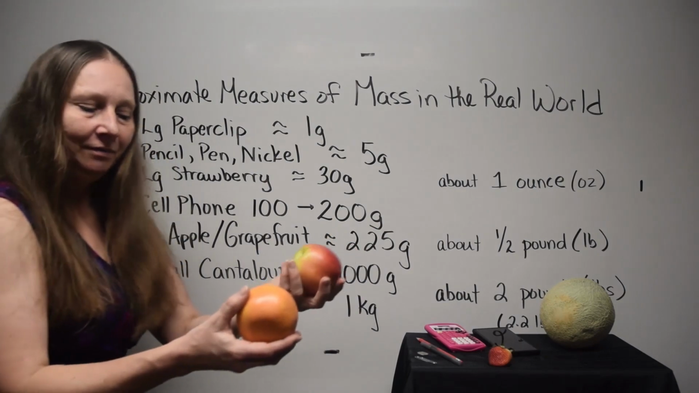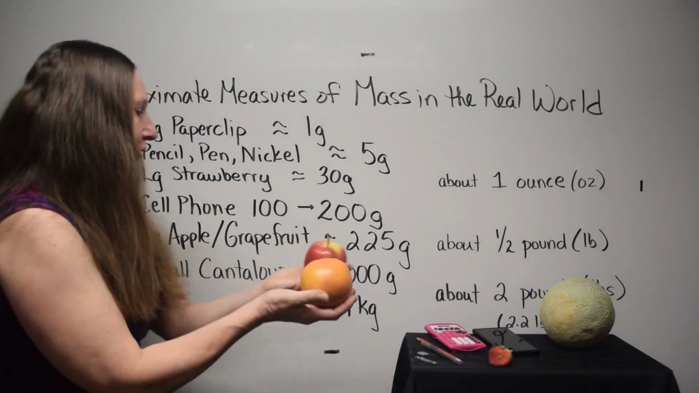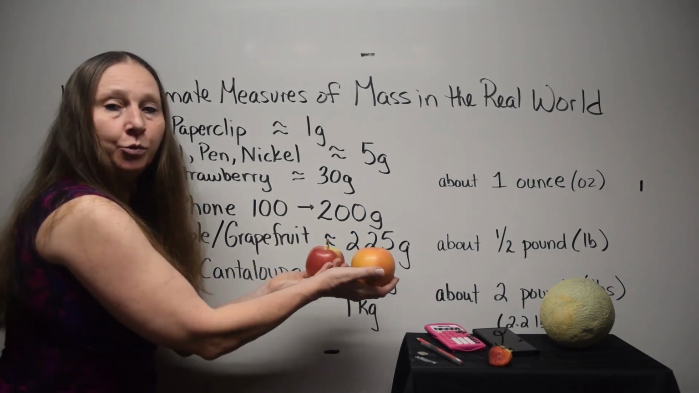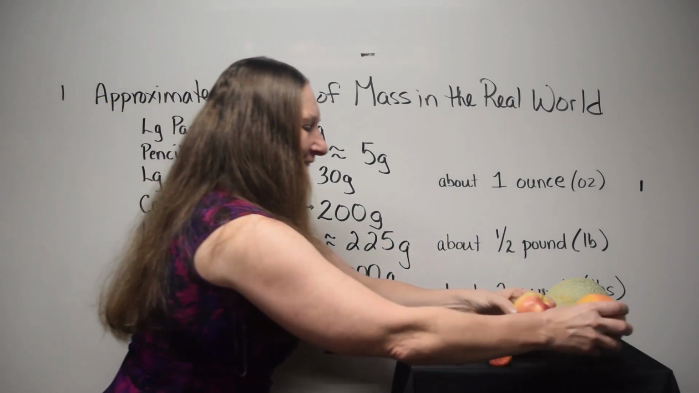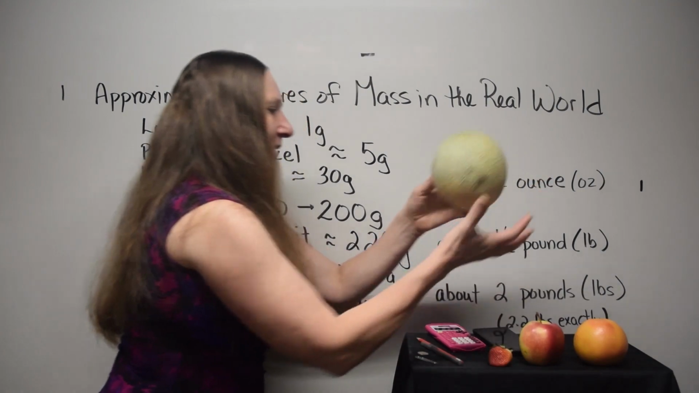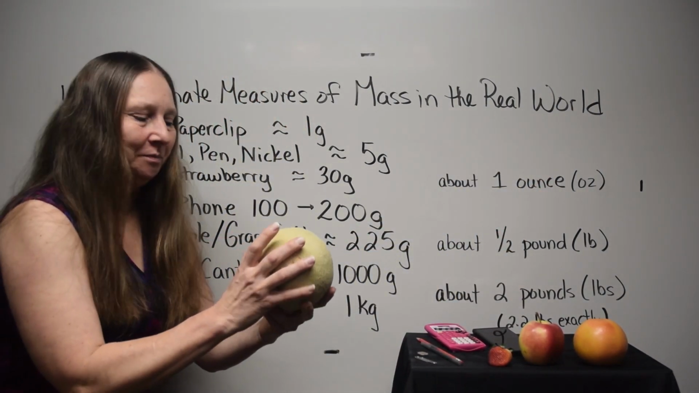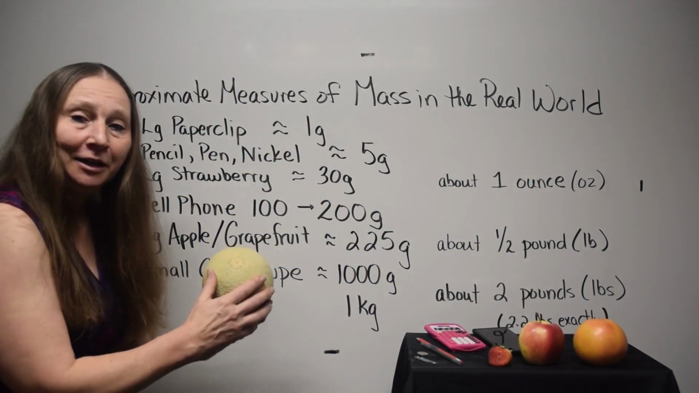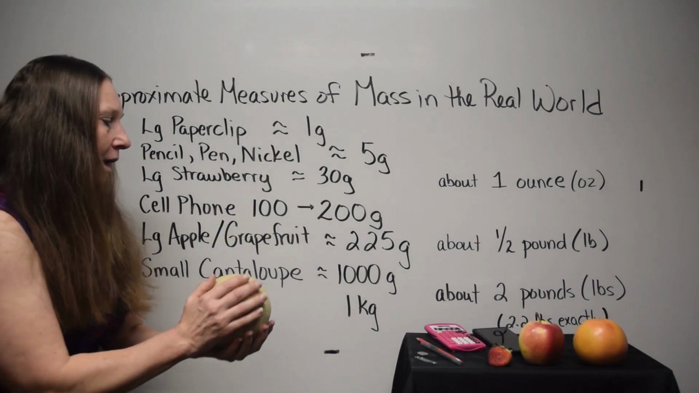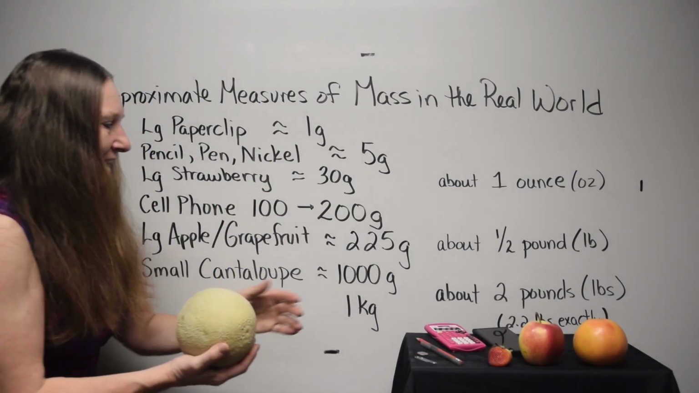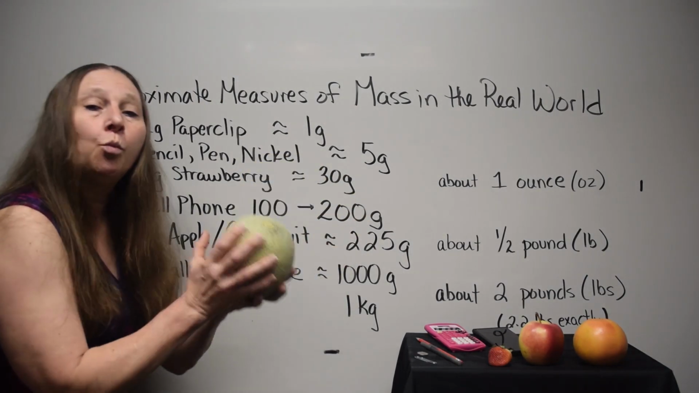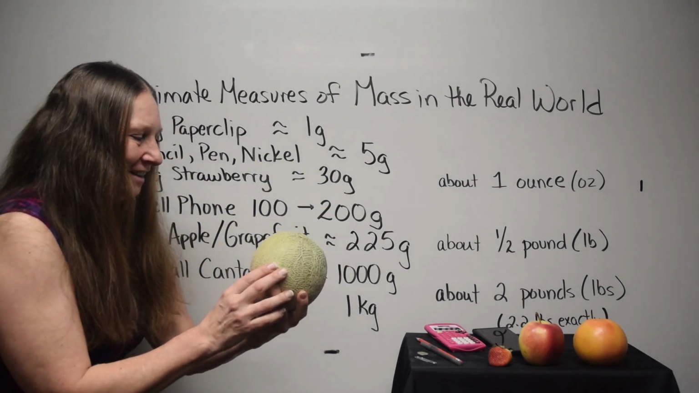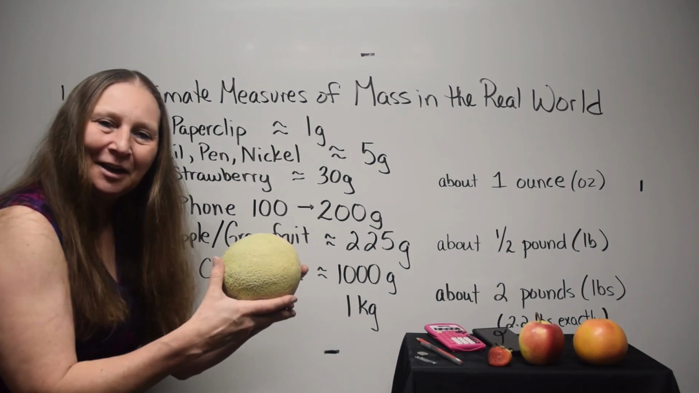A large apple or a regular size grapefruit, about 225 grams. That's about half a pound. All right, and finally, a small cantaloupe, about a kilogram, about 2 pounds, exactly 2.2 pounds. A kilogram, or 1,000 grams, a small cantaloupe.